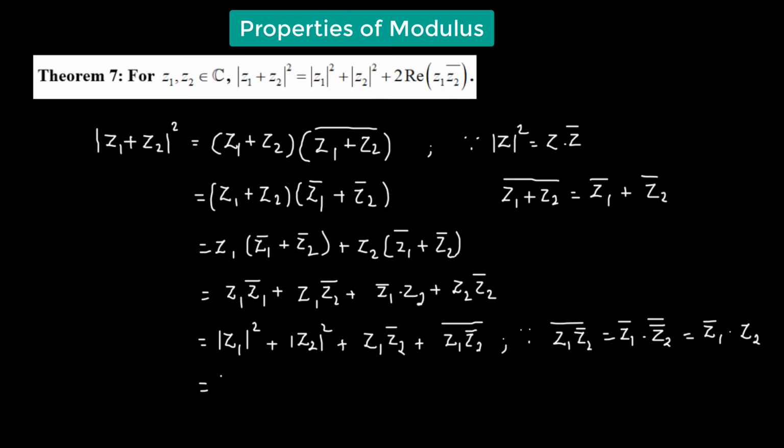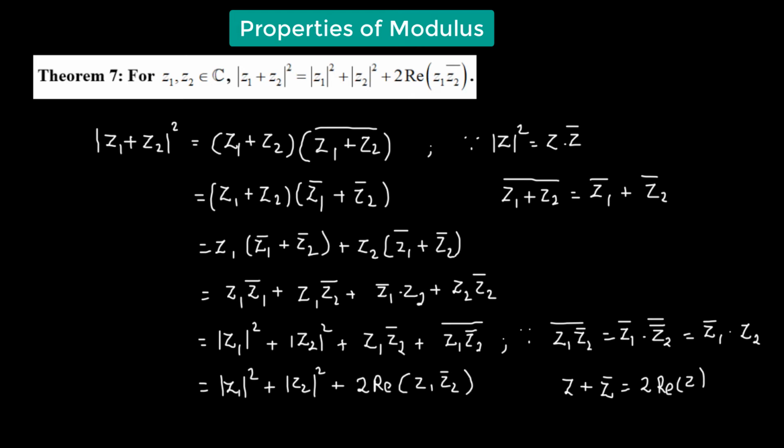Now we apply the property that given a complex number z, when we add it to its conjugate, it simply gives us 2 times the real part of z. And therefore the addition of the third and the fourth term will give us 2 times the real part of z1 times z2 bar. So that proves the given theorem.